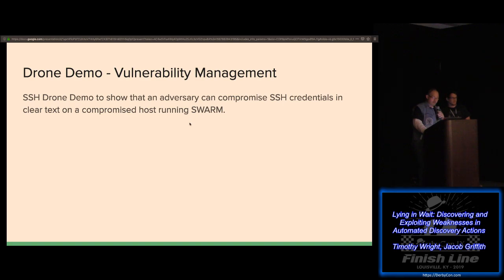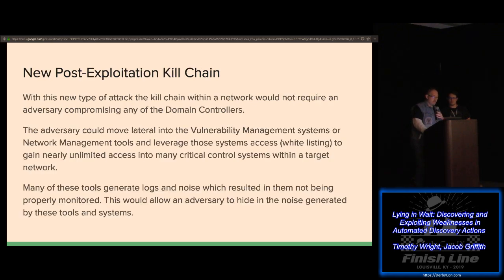Good job, man. Right. Cool. So at that point, we have the credentials from the vulnerability management tools for SSH, and as an adversary, we can start moving around with those pretty quickly. It was maybe a minute to get those.